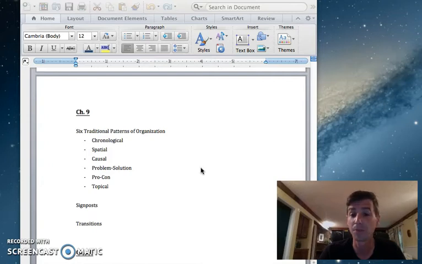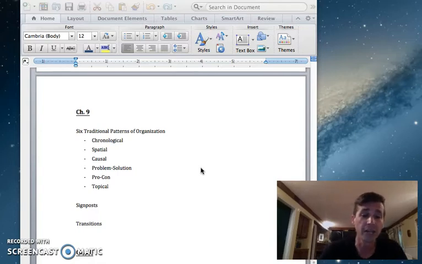Pro-con summarizes both sides of an issue, presenting the pros and the cons of both sides, but it's not advocating for one side over the other. It's just presenting the information in an informative way. And then finally, topical. Topical is the most common pattern of organization. It's the one that most of my students use for most of their speeches. This is simply where you're organizing your main points into topics or sub-points that are used to explain your thesis. Each part contributes to the whole.